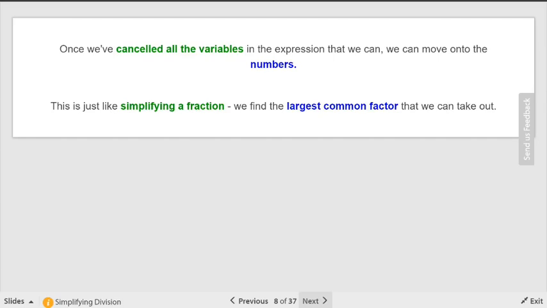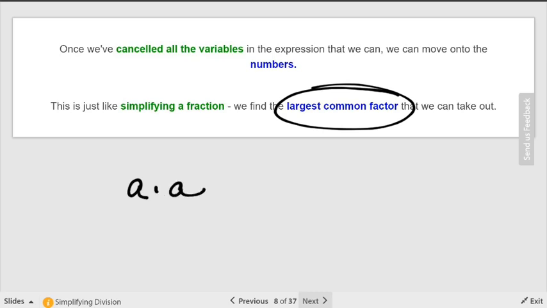And so they talk a little bit about what's happening here. Remember that anytime you have things multiplied together, the things that are multiplied together are called factors.